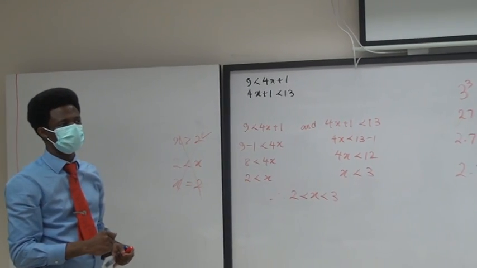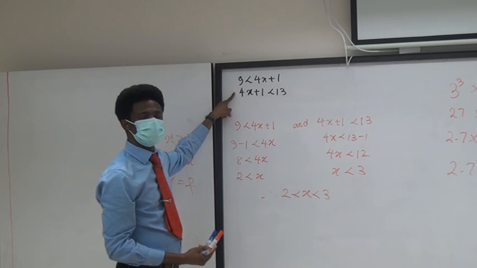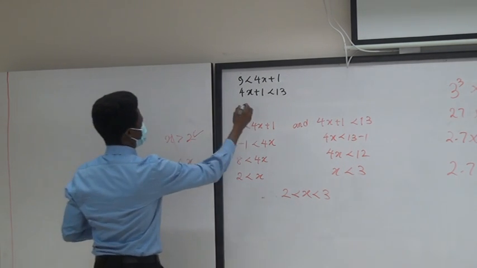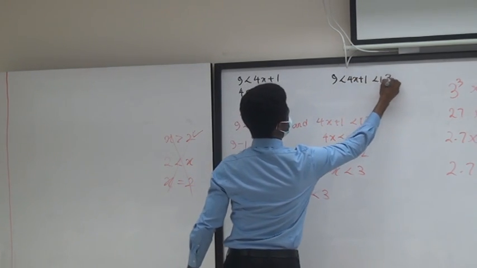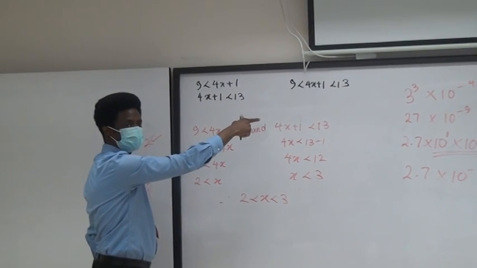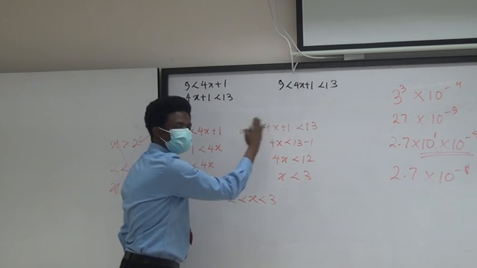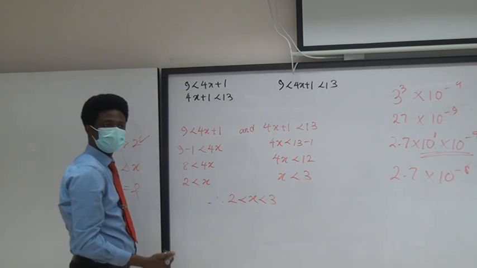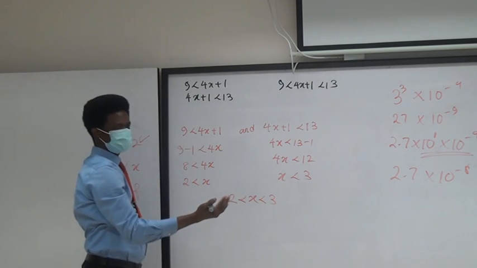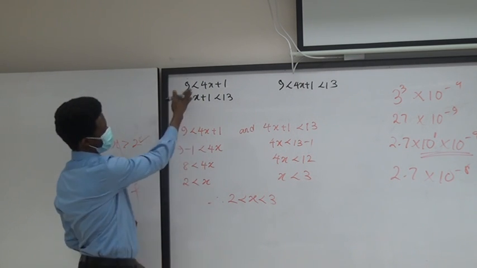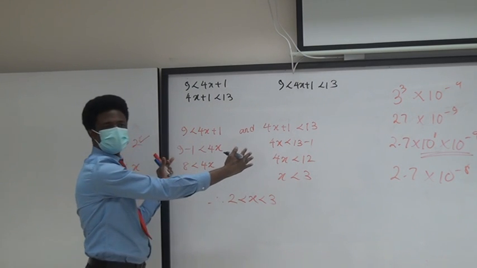Not really. It's confusing. Are you saying this is leading to this? So what he meant to do, I think the original question is this. So this is the original question: 9 less than 4x plus 1 less than 13. Okay? So I expect him to put the separate inequalities side by side, not on each other. Because what are you saying, you're going to work out the first one in a straight line? No. It's about the presentation. Of course, it's right to have separated them in this way, but it's about the presentation. So please don't forget that.